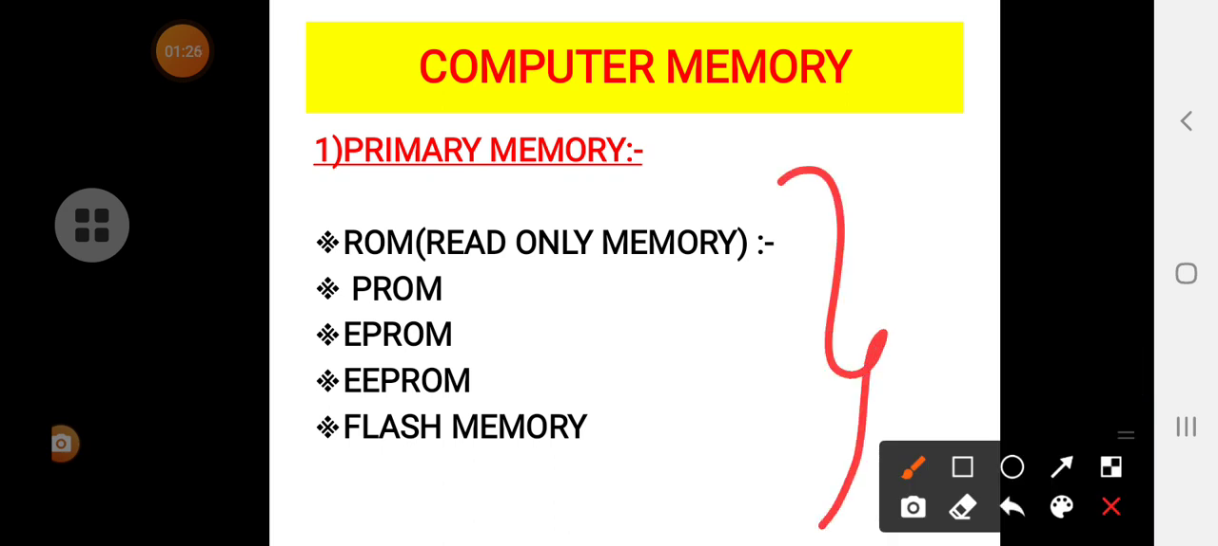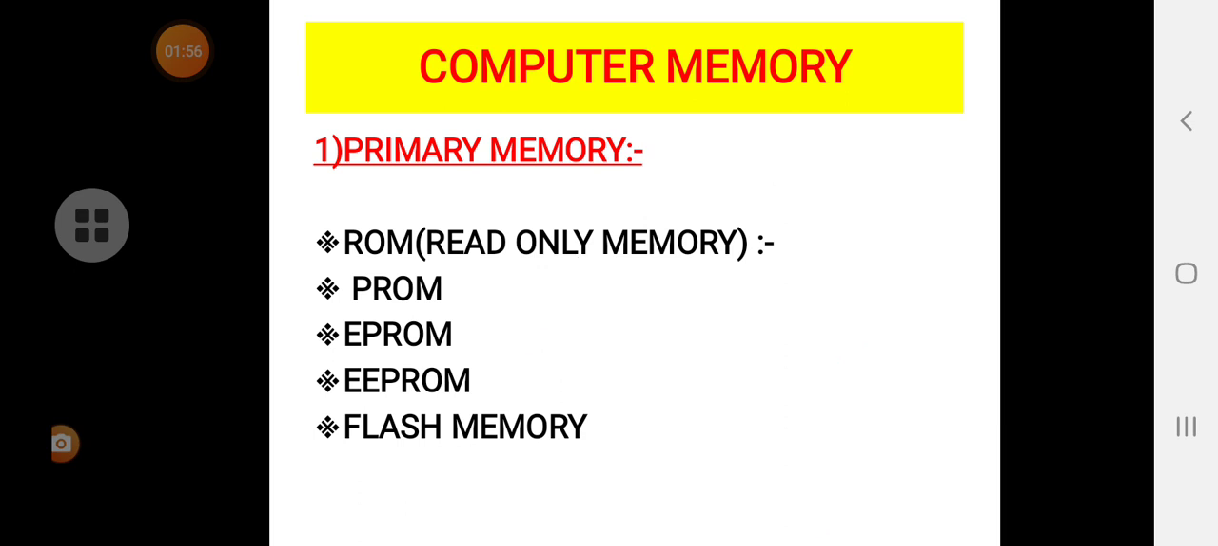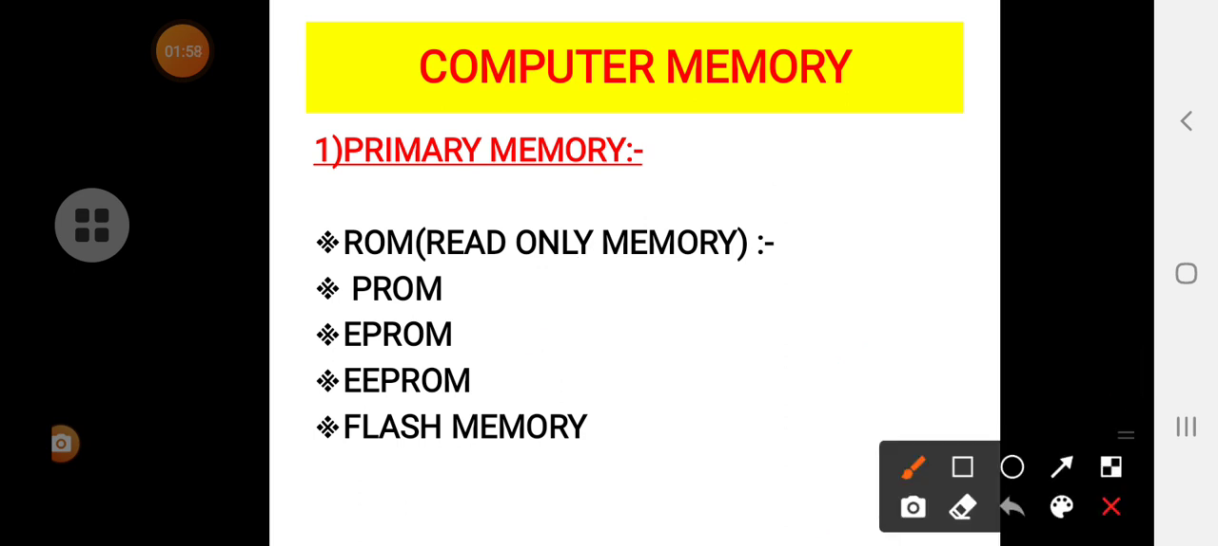ROM means read only memory. That is, whatever the content is there, we can only read it. We do not have permission to edit or delete; nothing can be done to it. That is called ROM. In that ROM, there were four types: PROM, EPROM, EEPROM, and flash memory. Let me recall all those things in a brief manner.